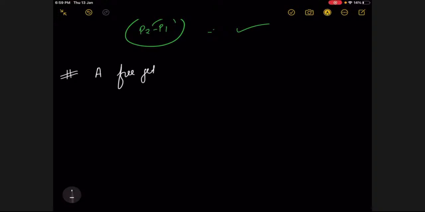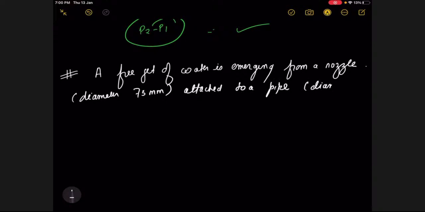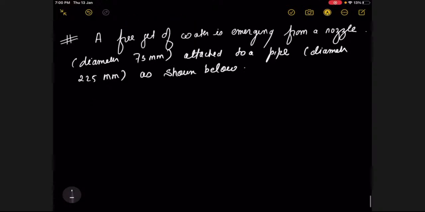A free jet of water is emerging from a nozzle of diameter 75 mm attached to a pipe of diameter 225 mm, as shown below. Okay, so it will be like this.